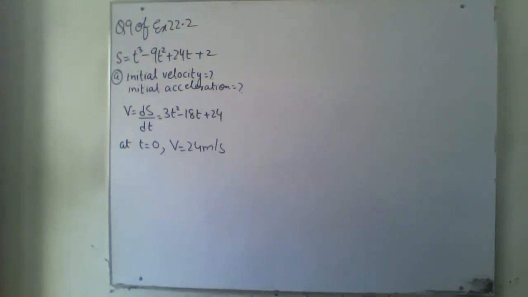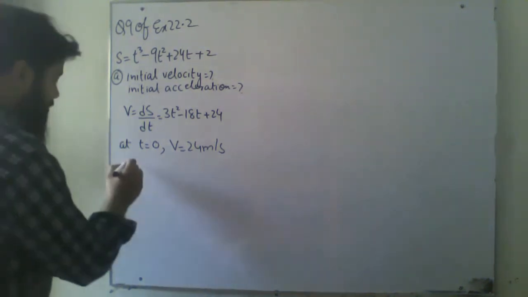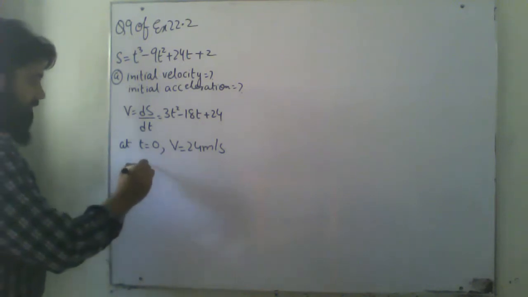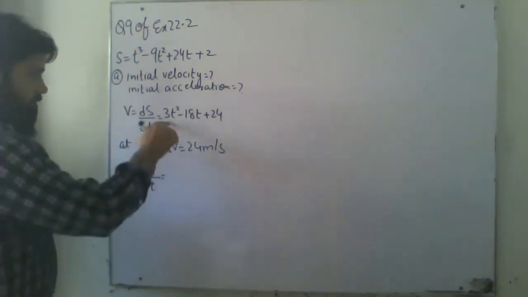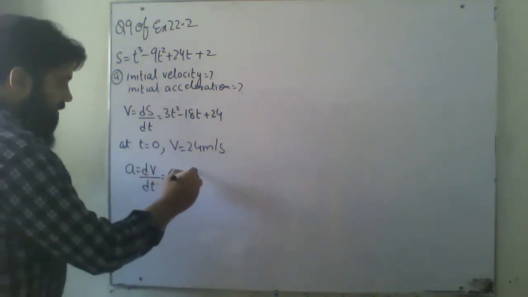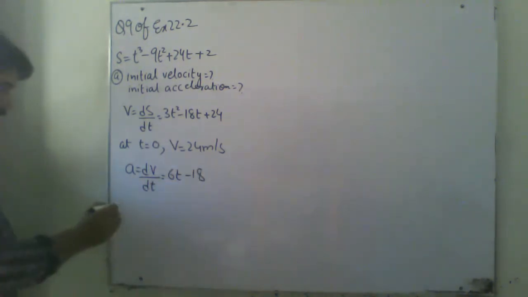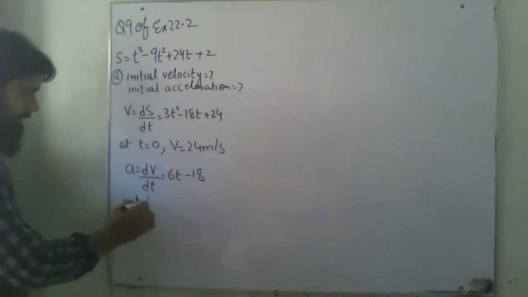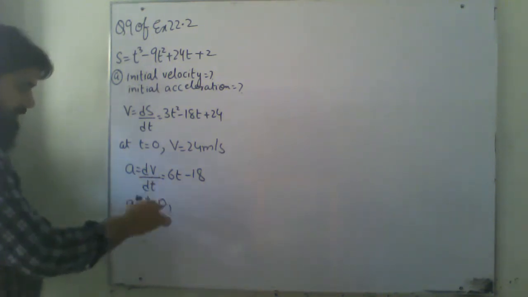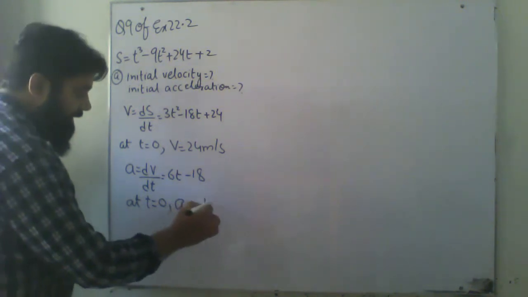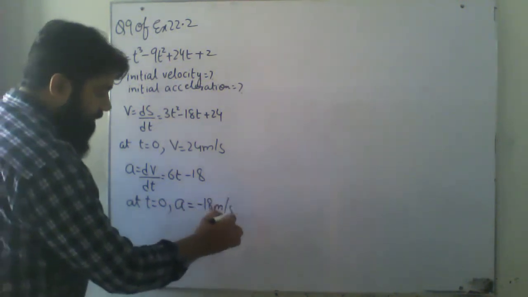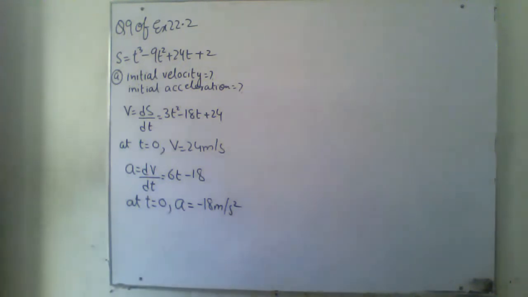Right? Now, for acceleration. In order to find acceleration, I have to differentiate velocity with respect to time. So, this will become 6t minus 18. Okay? And at t equals to 0, when I'm going to put 0 over here, my acceleration will be coming minus 18 meter per second square. Okay?